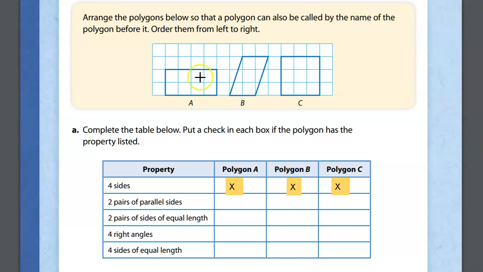So that means this line and this line do not meet one another or touch. So that is one pair, and this line do not touch or meet one another. So that fulfills that description.